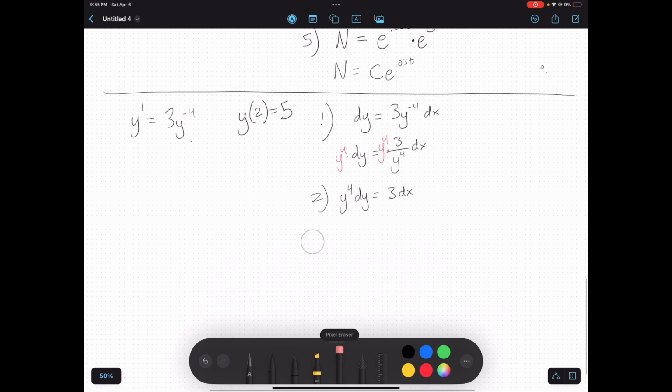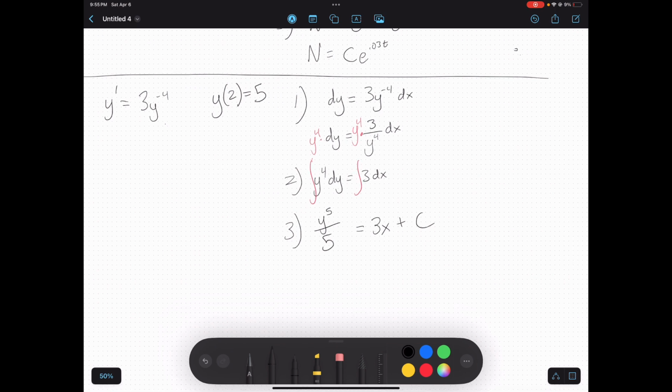Step 3, integrate both sides. Okay, I will now integrate both of these sides. Integral of 3dx, remember, since that's just a constant, you just multiply it by whatever variable you're integrating by. 3x plus c. Integral of y to the fourth, I get y to the fifth over 5. Very nice. Don't have to worry about a plus c on the y side.